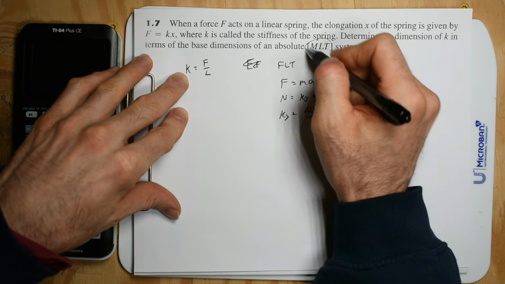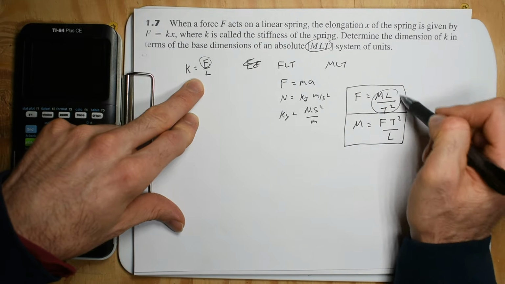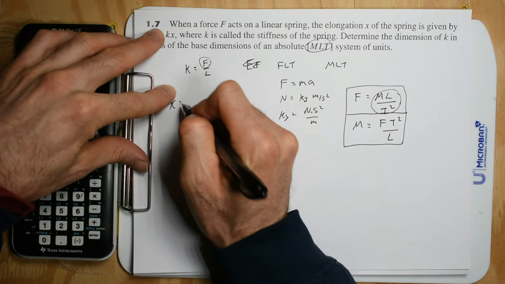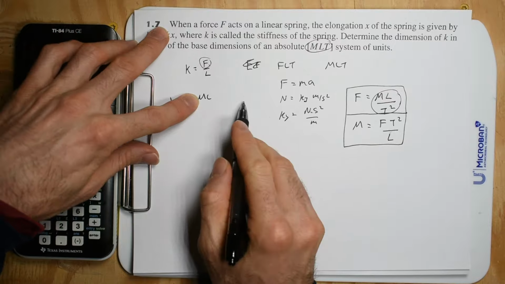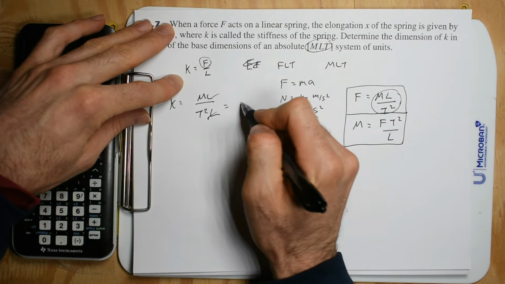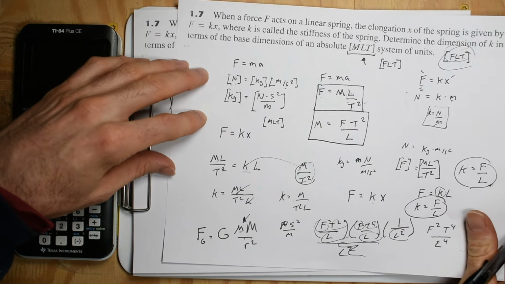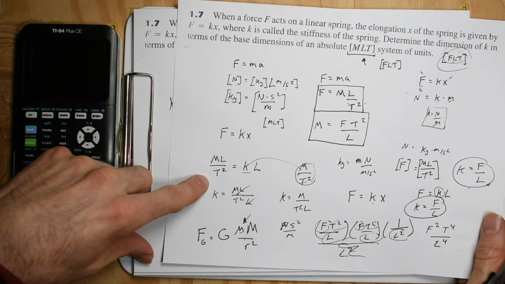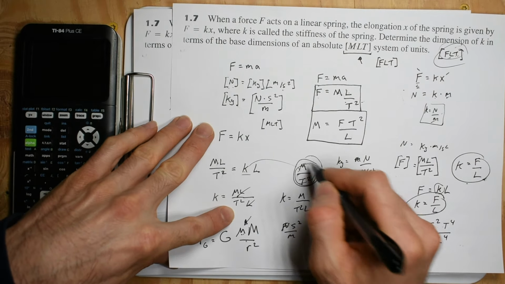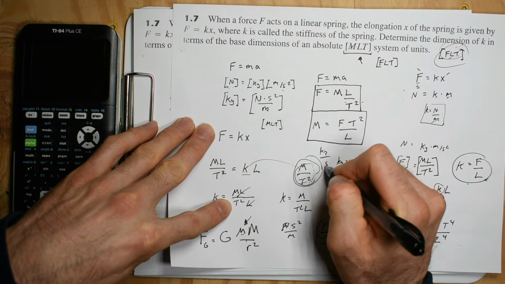So if it says you need the MLT, anything with an F, convert to MLT. So there you go. k is equal to ML divided by T squared L. L's cancel, and you got M over T squared. Double check to make sure that's what we got, so we're not just losing our minds. But yeah, there you go. k is equal to M over T squared.